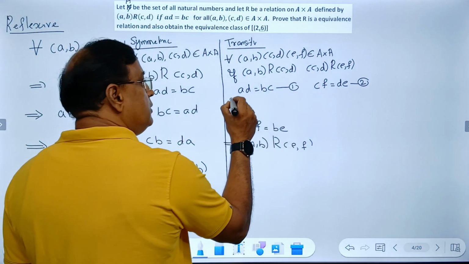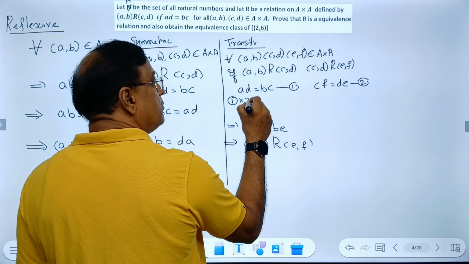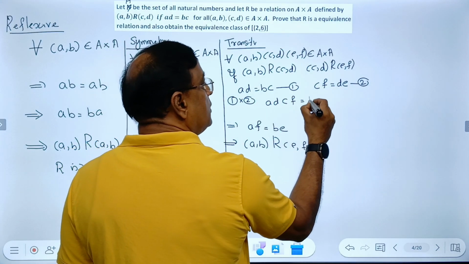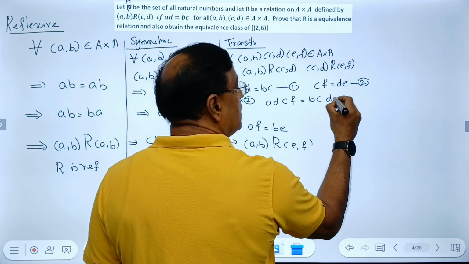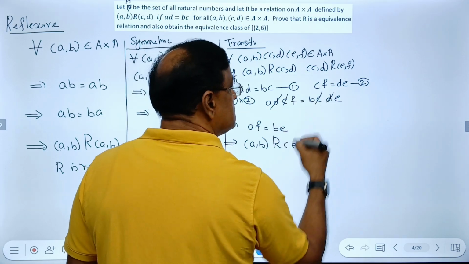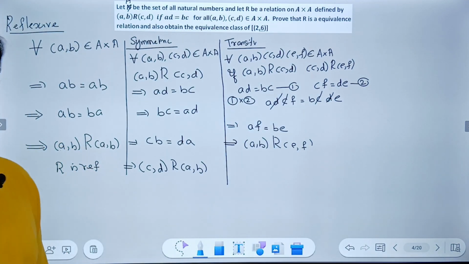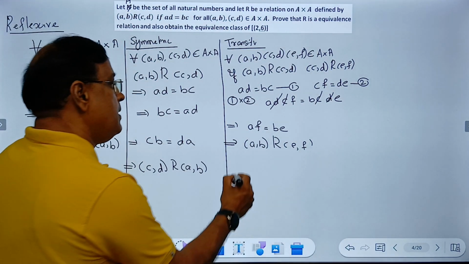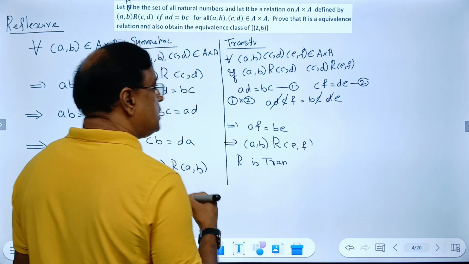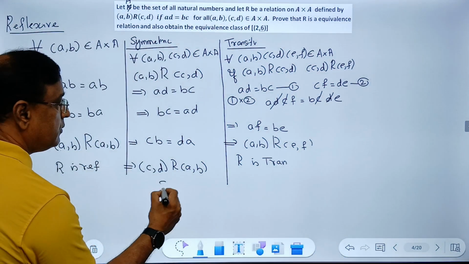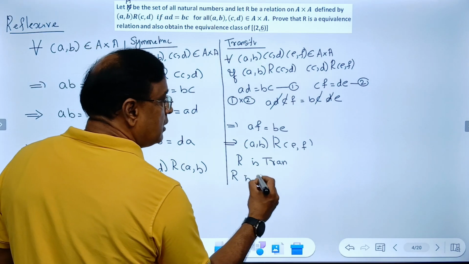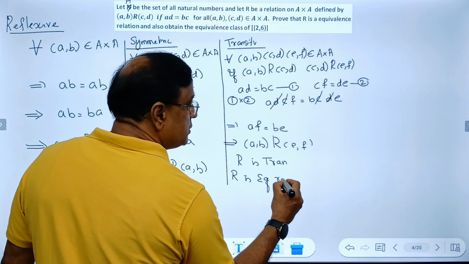There I added, so here what you do is just multiply 1 and 2. So what do you get? AD into CF equal to BC into DE. So clearly D and D cancels, C and C cancels, you get AF equal to BE. Straightforward, simple question. Therefore R is transitive. Once R is reflexive, R is symmetric, and R is transitive, what type of relation is R? R is an equivalence relation.